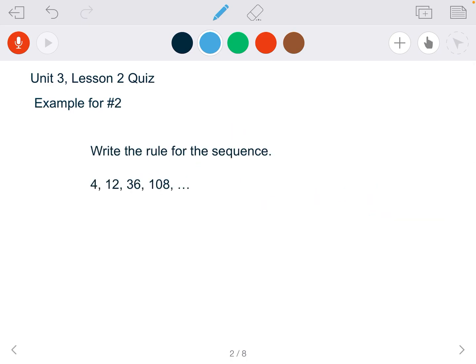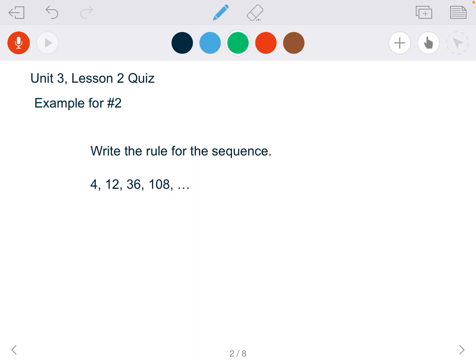Question 2, it also asks you to write a rule for the sequence. So I'm looking at 4 to 12. Let's see. I know that I could add, let's see, 4, 5, 8. Let me see if I go 12. If I add 12 to 8, is that 36? Nope, that's 20. So that rule didn't work.